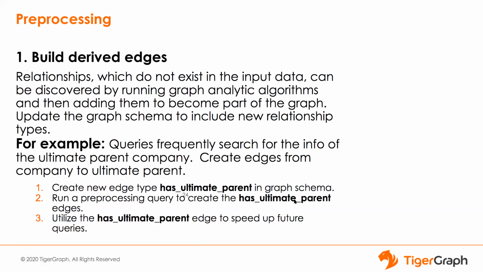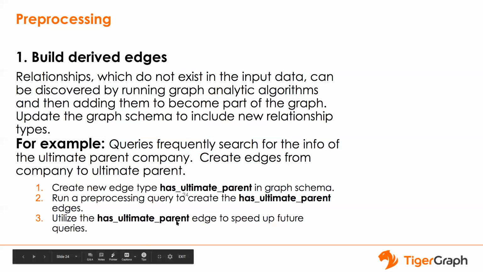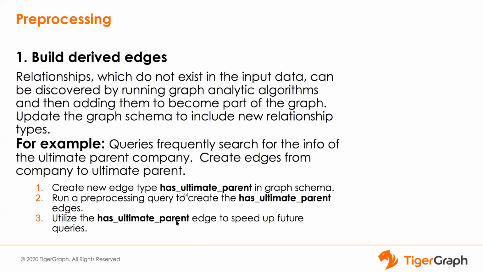We traverse from each company all the way up, and then we can get the edge connected, or we can push down the ultimate parent company ID to each company. Then we can connect to the edge, right? And then in future queries, you can just utilize this edge. Then you have a lot better performance. You don't have to go all the way up every time now, right?